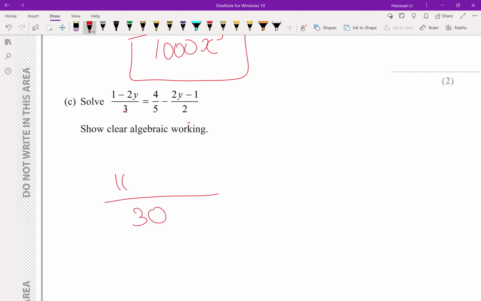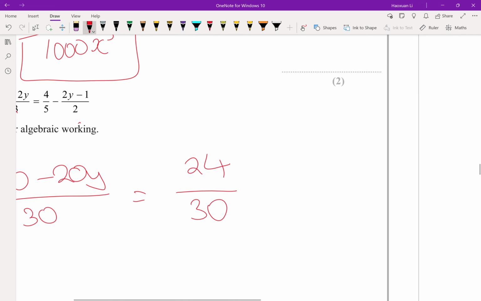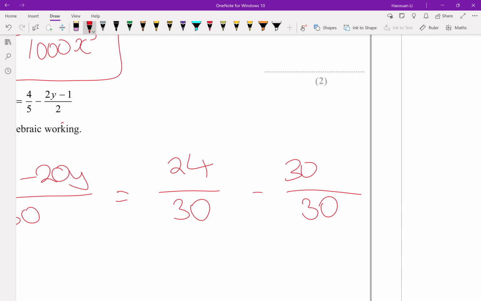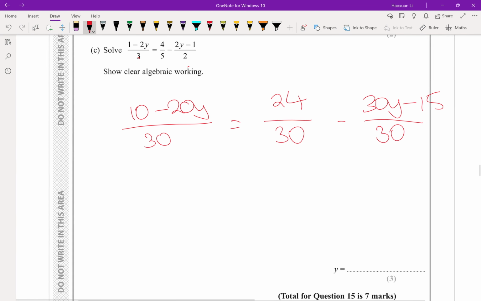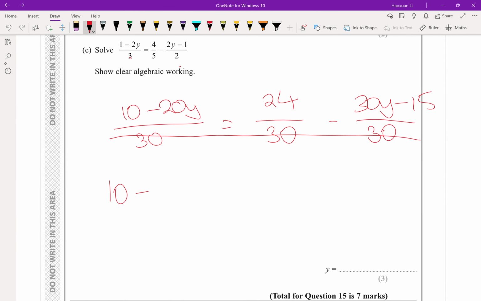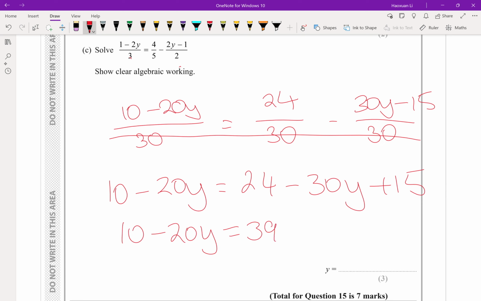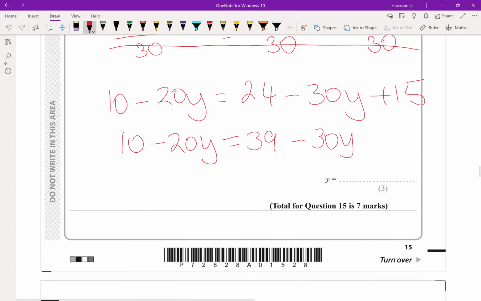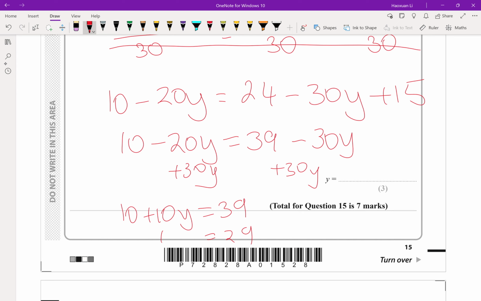So 30 and 10 minus 20y equals 24 over 30 minus 30y minus 15. Now you can get rid of the denominator. It will be 10 minus 20y equals 24 minus 30y plus 15. That will be 10 minus 20y equals 39 minus 30y. So if you add 30y on both sides, that will be 10 plus 10y equals 39. So 29 is 10y and y equals 2.9.